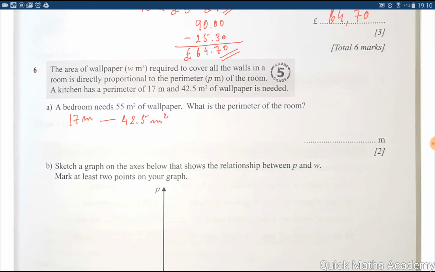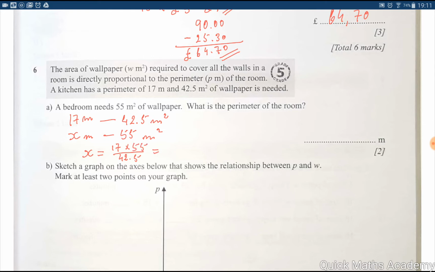So if I now have 55 square meters of paper, where is the perimeter? X. And my X is what? My X is always the denominator, the one crossing the X, so it's 42.5, and my numerator will be 17 times 55.